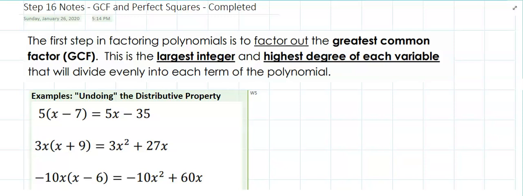If you think back all the way to August this past year, back to step 3, we learned all about the distributive property. In step 16, we're going to learn about factoring the greatest common factor, which is in some ways considered the opposite of the distributive property. We are undoing the distributive property.